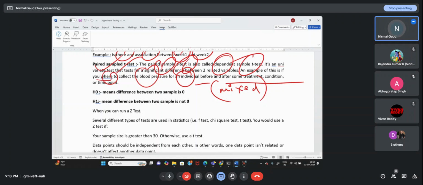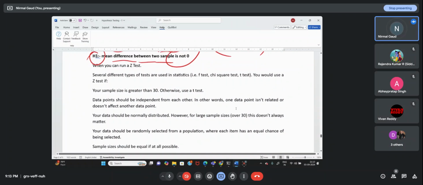Here we can give the hypothesis like: the mean difference between two samples is zero, and the mean difference between two samples is not zero. Zero and not zero, that is how we can define it. You can do this also. All right, fine. So we have this thing as well.